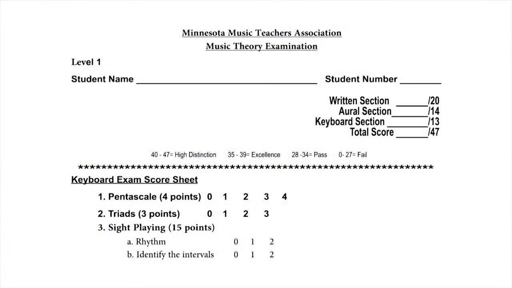The keyboard exam is one-on-one with an examiner. Scores are recorded on a keyboard score sheet. This sheet has a section at the top for the student's overall score for all 3 parts of the exam. After the keyboard exam, this sheet is turned in to the site administrator, who will complete the upper section with the written and oral scores.